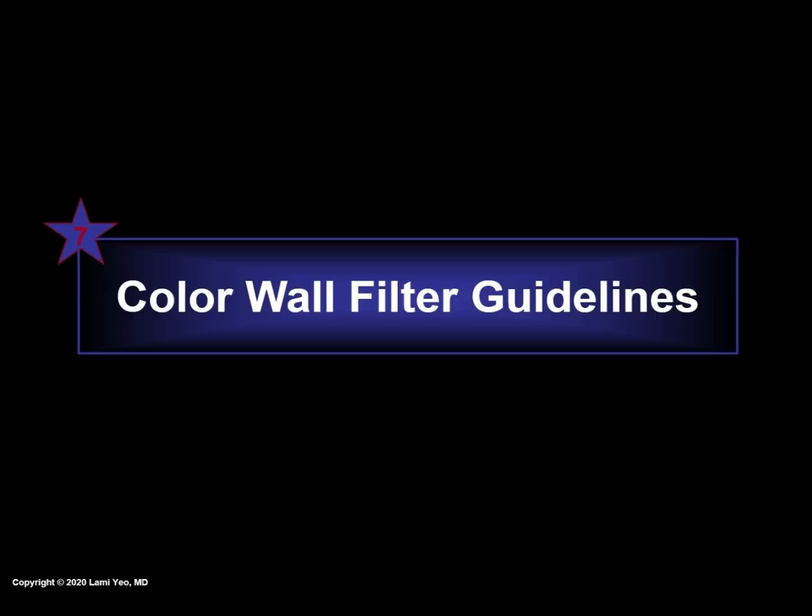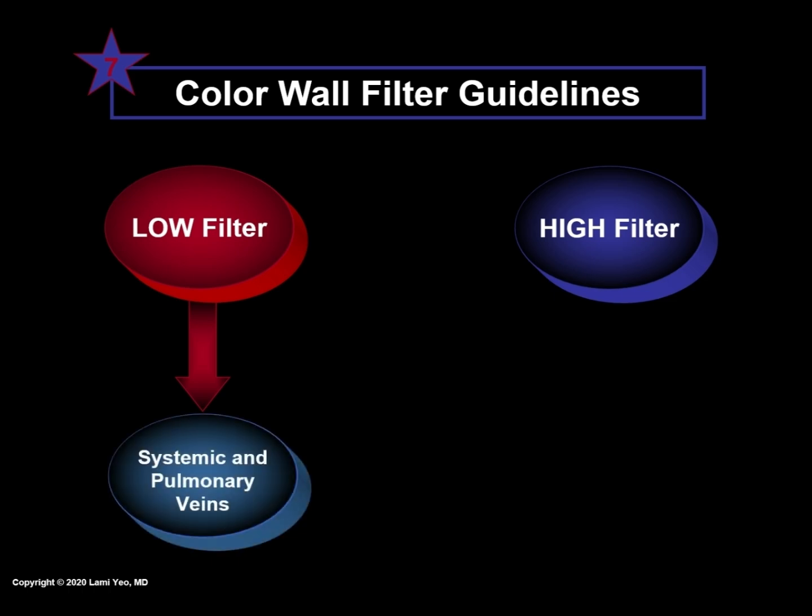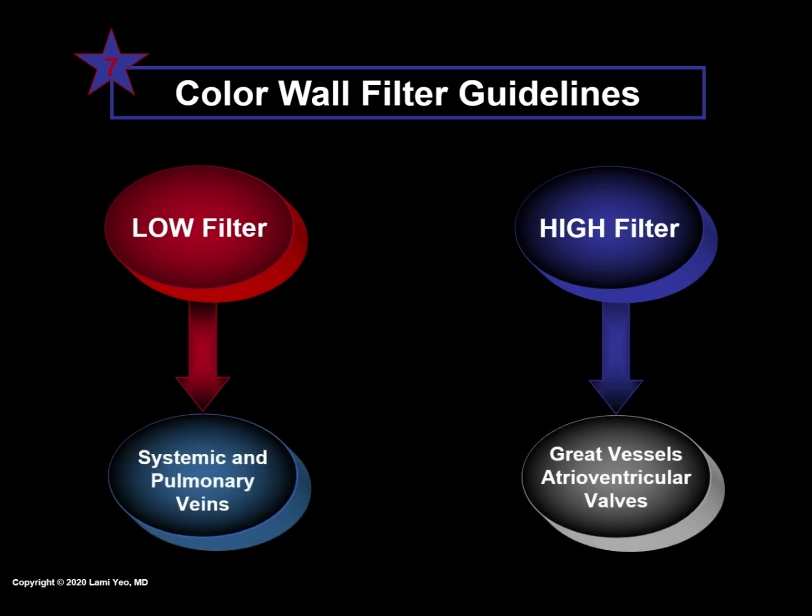So what are some recommended guidelines? In general, a low color filter should be used to evaluate the systemic and pulmonary veins, while a high color filter is used to evaluate the great vessels and flow across the atrioventricular valves. One way to remember this is that by lowering the wall filter, you are telling the ultrasound machine to listen to slower flow.